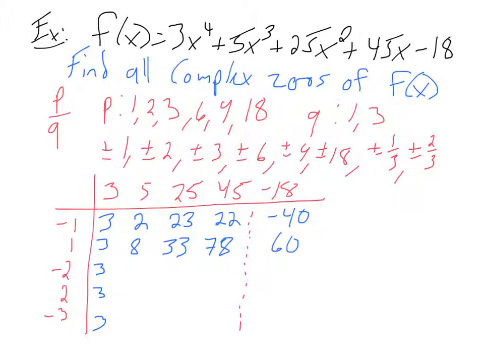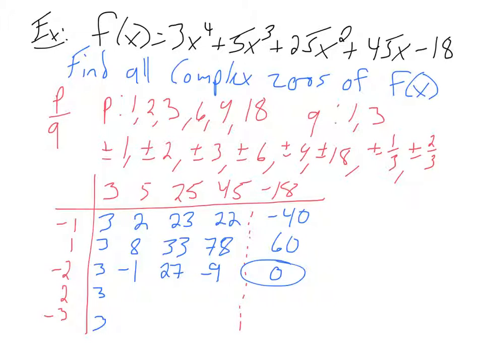Now -2. -2 times 3 is -6, and 5 is -1. -2 times -1 is positive 2, and 25 is 27. -2 times 27 is -54, and 45 is -9. Sorry, it should be negative 9, thank you. -2 times -9 is positive 18, and -18 is 0. So there we go, we found a zero at -2.